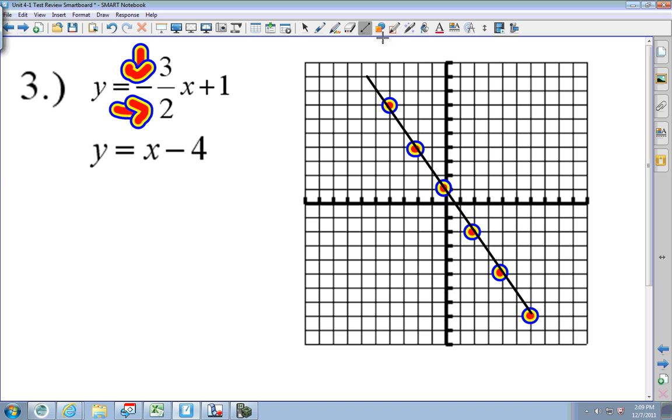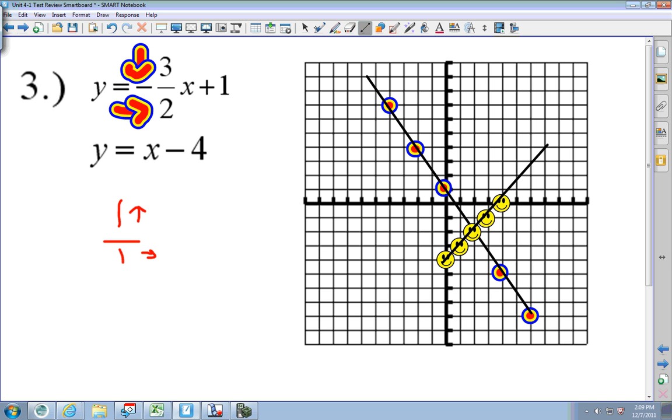Next, the next one, it has -4, so 1, 2, 3, 4, we'll put a dot at -4. My slope here is 1. That tells me to go up 1 and to the right 1. So let's go from there. Let's go up 1 to the right 1, put a dot, up 1 to the right 1, and so on, up 1 to the right 1, up 1 to the right 1. Okay, we got enough points for our line.